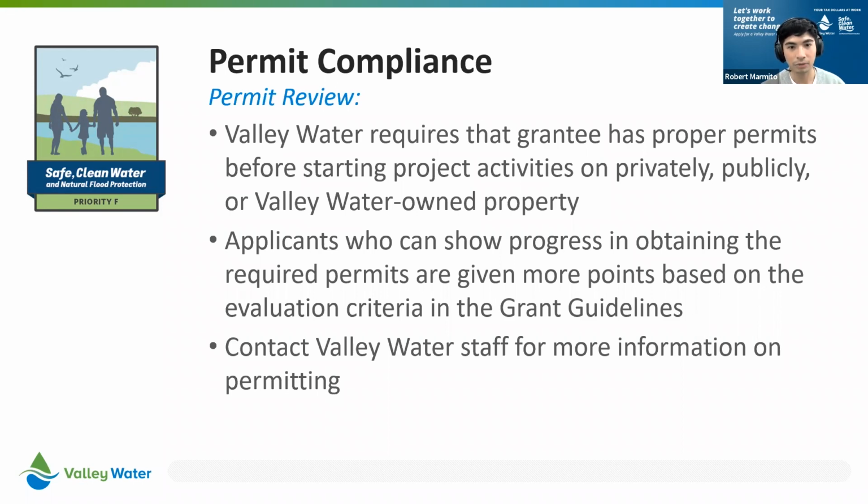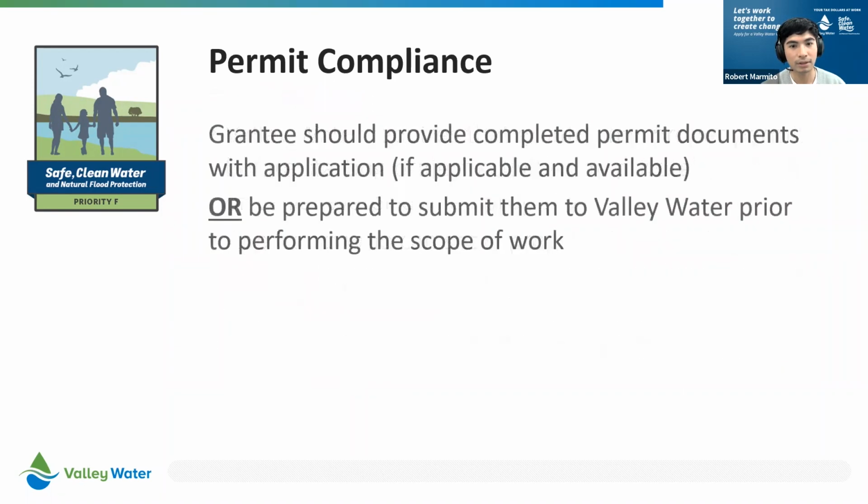Our Community Project Review Unit, also known as CPRU, conducts the permitting reviews. Please contact us if you have any questions about permitting. Similar to the CEQA review, only CPRU or the permitting agencies can do a permit review, not grant staff. So please provide as much detail as you can. Again, you should provide any completed permit documents with your application if applicable, or if you are awarded, be prepared to submit the permits to Valley Water prior to performing the scope of work.